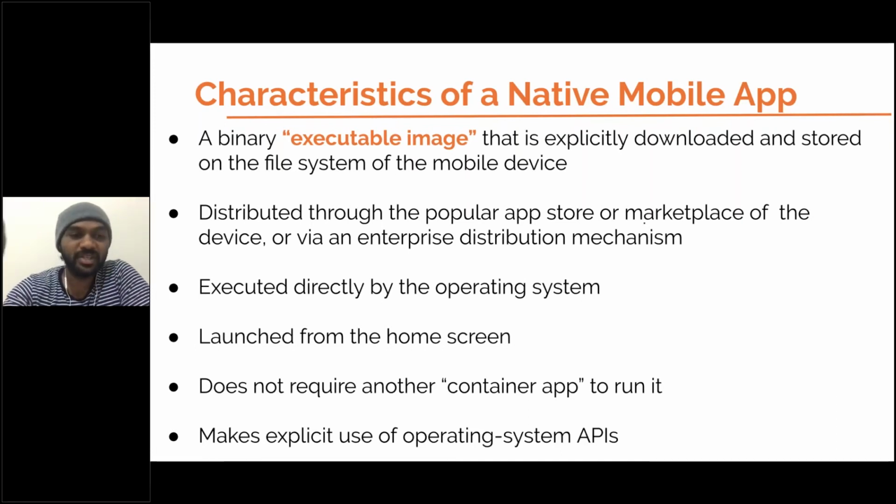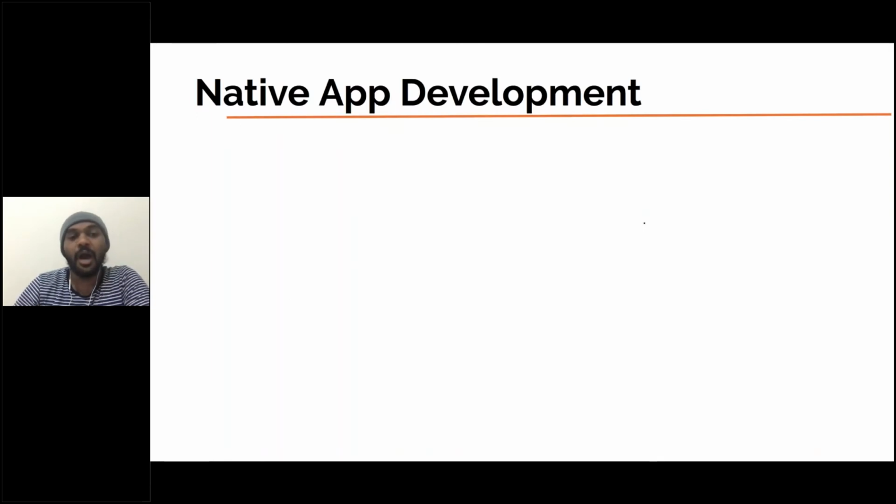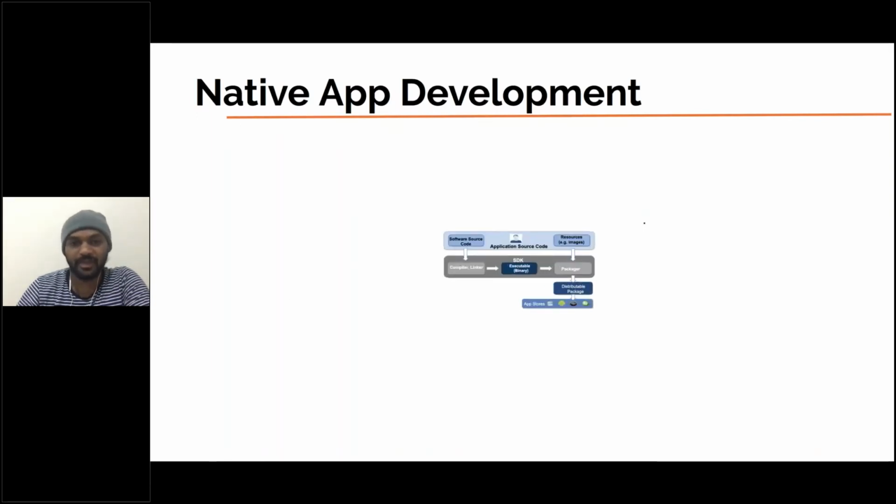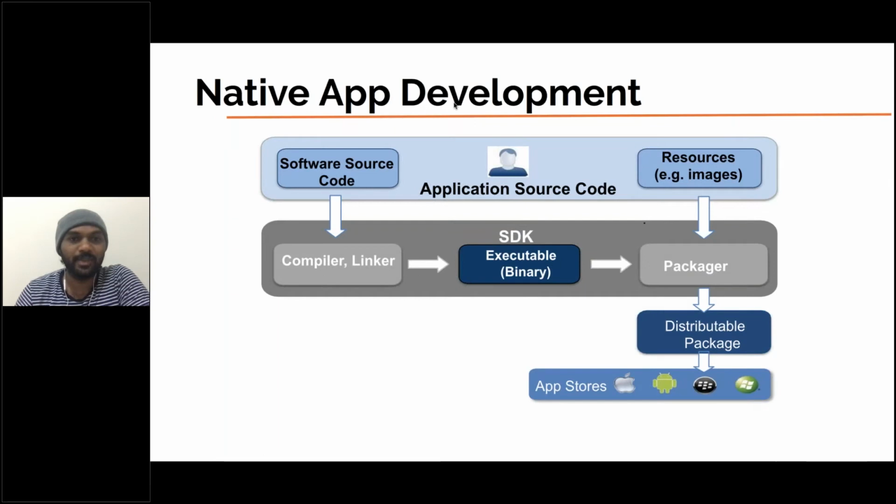So native applications are distributed through their own stores, and they execute the binary directly on the operating system. They have to be launched from the home screen icons and do not require any additional software to run. Those are what we call native applications. Then how does native application development happen? It is a typical diagram, and I will explain in detail how it works.